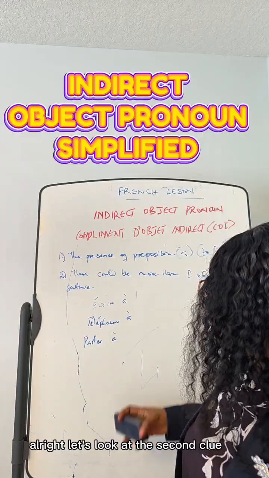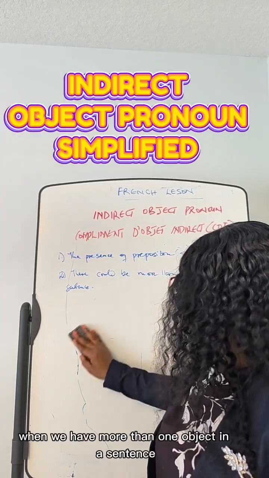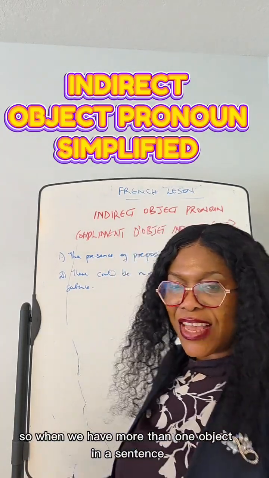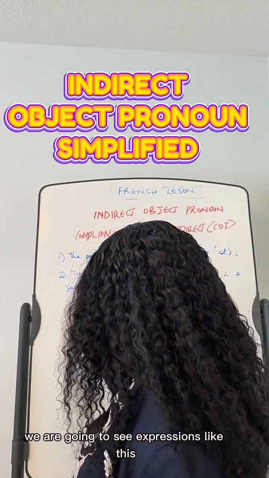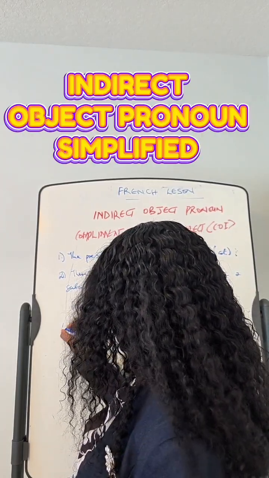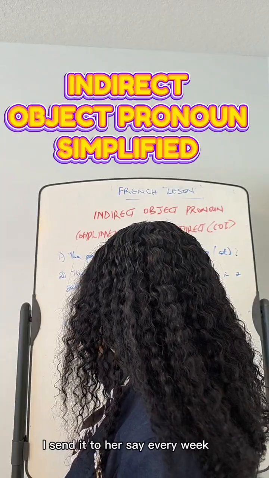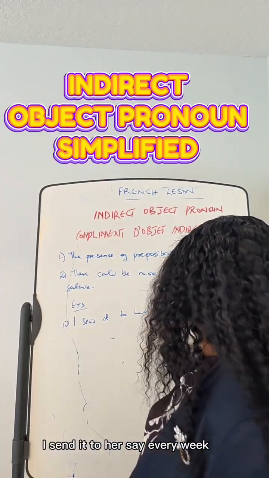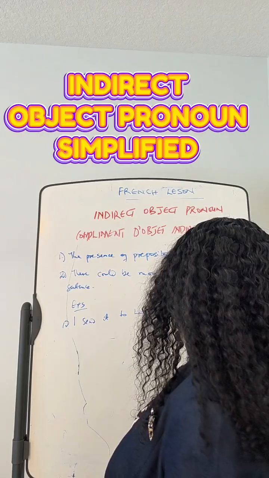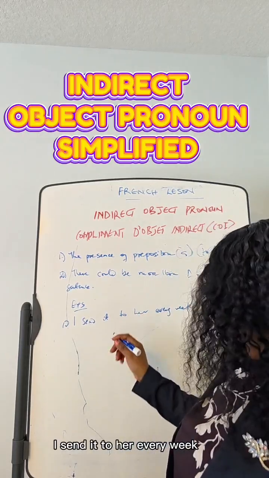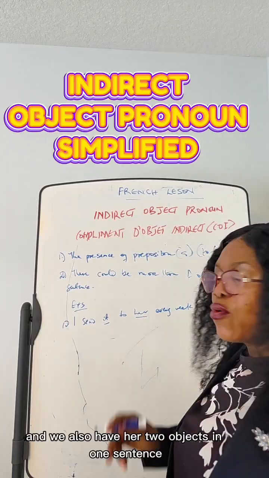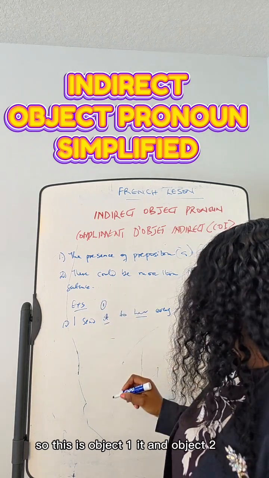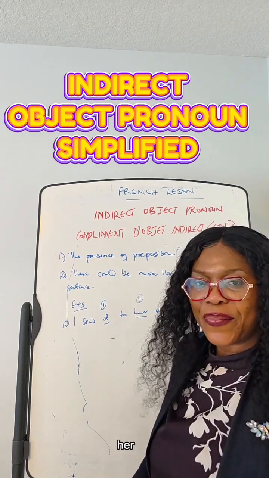All right, let's look at the second clue, when we have more than one object in a sentence. When we have more than one object in a sentence, we are going to see expressions like this. Number one, I send it to her every week. Here we have it and we also have her. Two objects in one sentence. So this is object one, it, and object two, her.